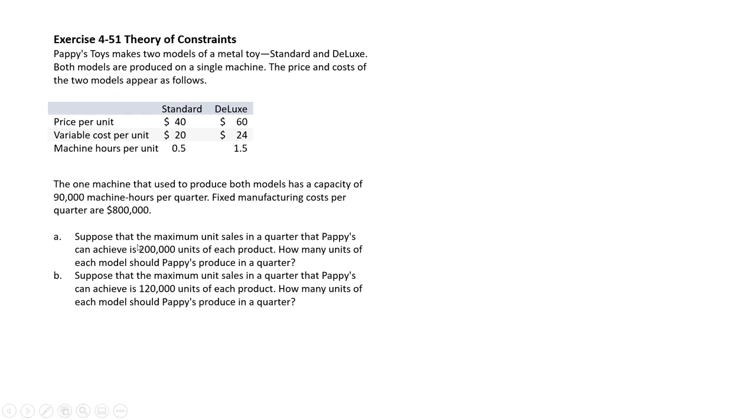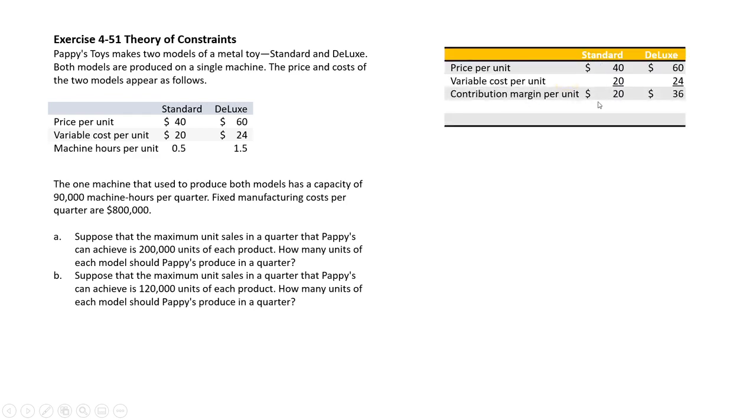So they've got to determine how to use those machine hours wisely. In the first situation, the maximum sales that they can sell of either deluxe or standard is 200,000, individually. So let's look at how we can use those machine hours wisely and what that optimal product mix is. My starting point is just calculating the contribution margin per unit of standard: $40 per unit minus a $20 variable cost is a contribution margin per unit of $20. Deluxe, a $60 selling price minus a $24 variable cost, is a $36 contribution margin per unit.